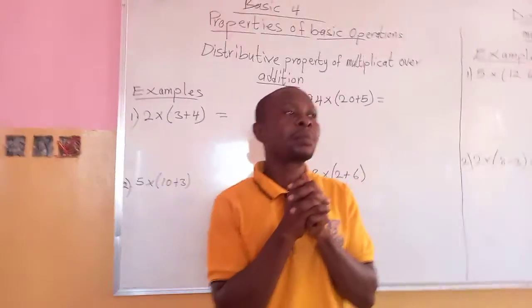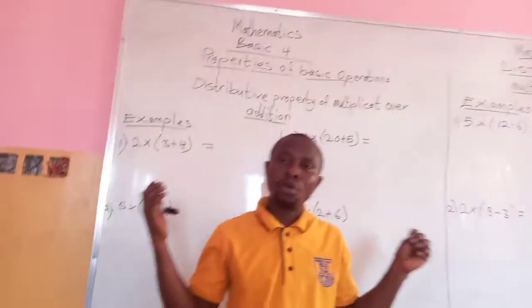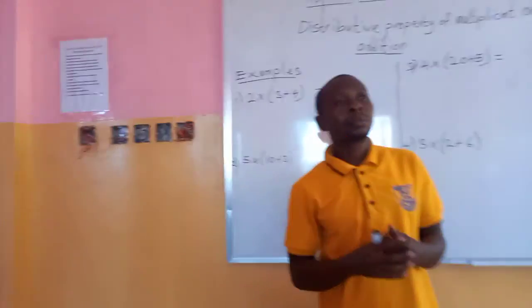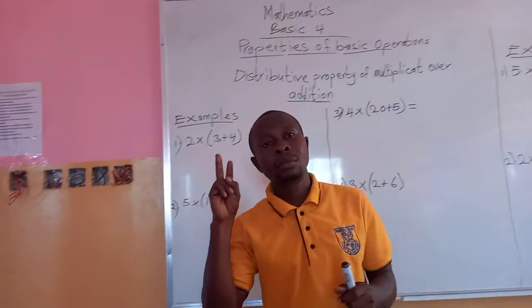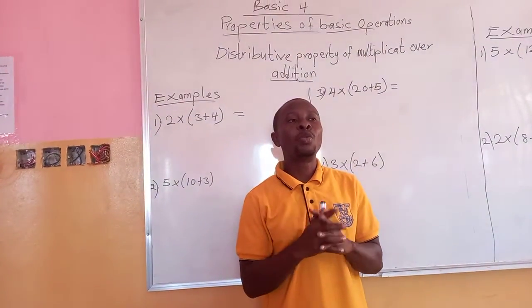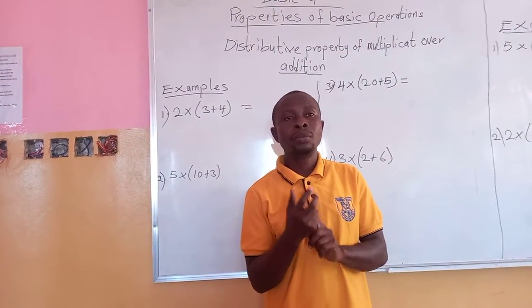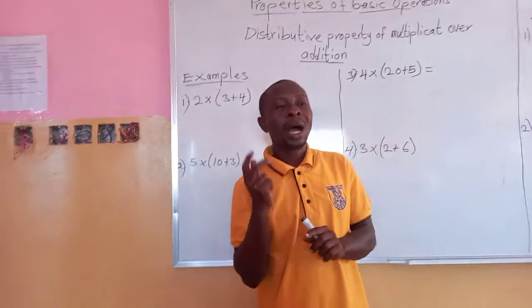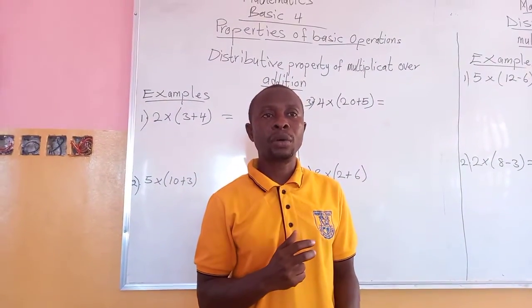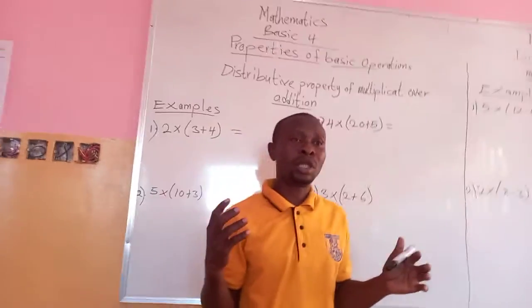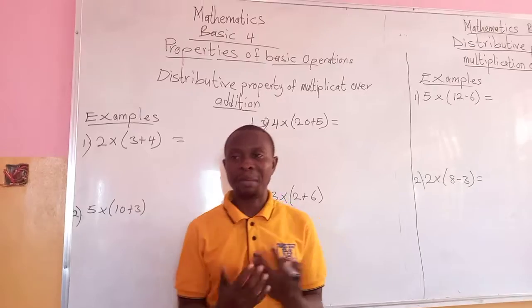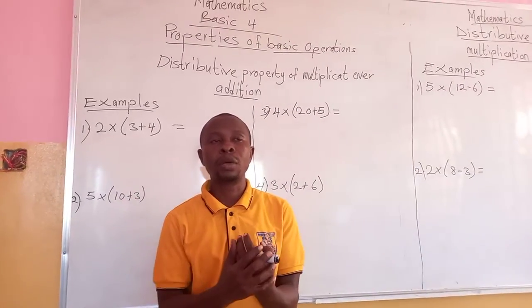In our previous lessons, we talked about commutative property and what? Associative property. We learned that in commutative, we deal with only two numbers. And the operations are addition and multiplication. So we learned that addition and multiplication are commutative. When we interchange the position of the numbers, we still have the same results.